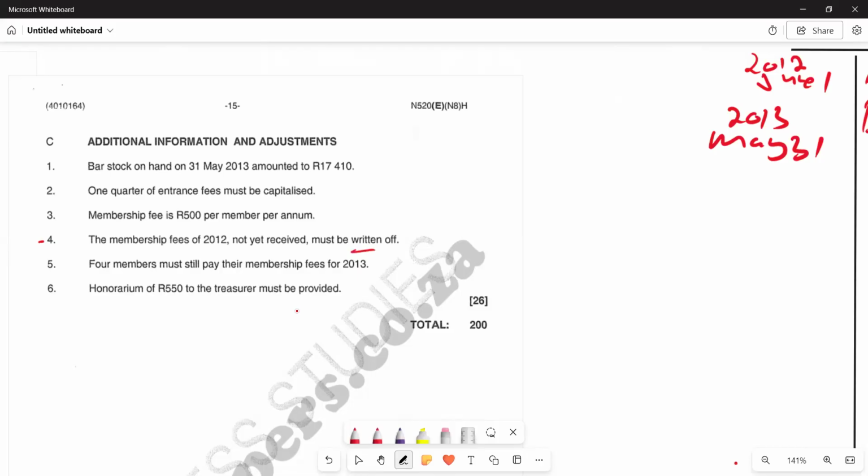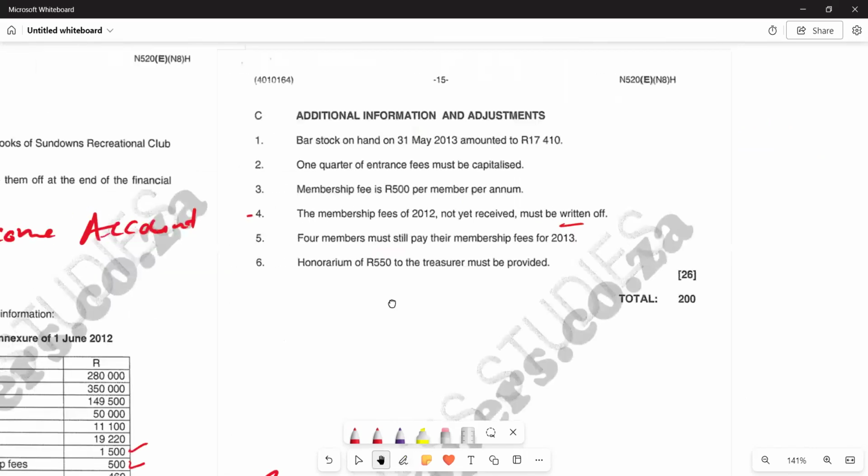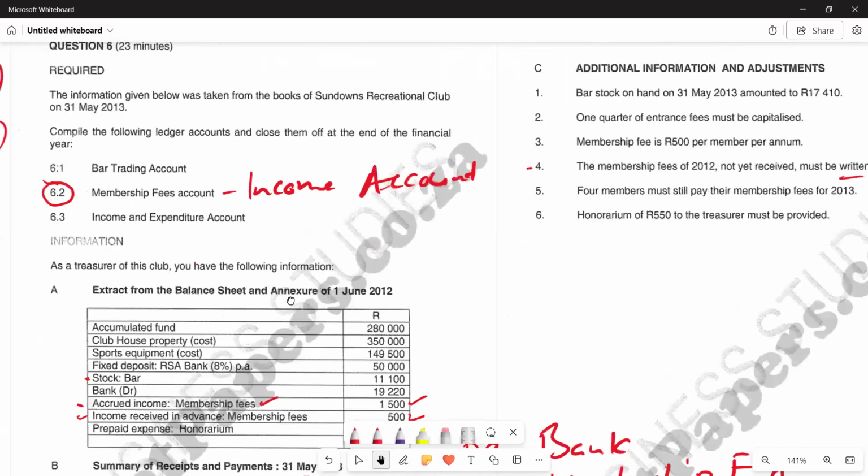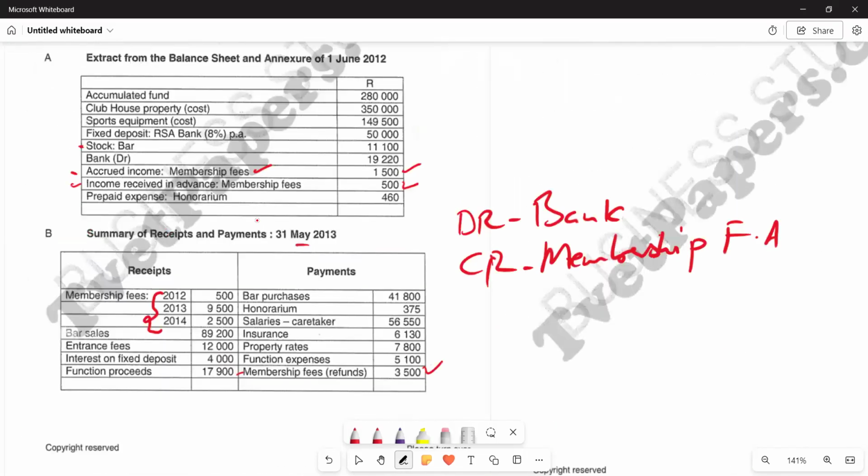So it means the membership fees of 2012, remember, is the previous year. So they came as an accrued. The accrued figure that we have at the beginning represents membership fees for 2012. And then what was received is what we will find in the receipts and payments account allocated as 2012. So we are comparing the accrued at the beginning, which is our 1,500, and then we compare with the amount that was received for that accrued at the beginning.